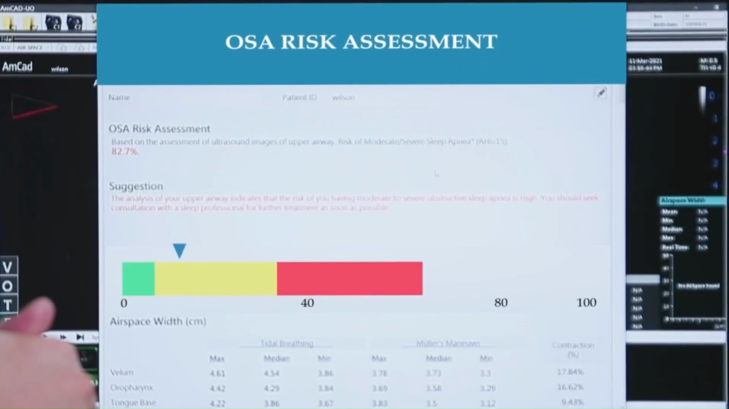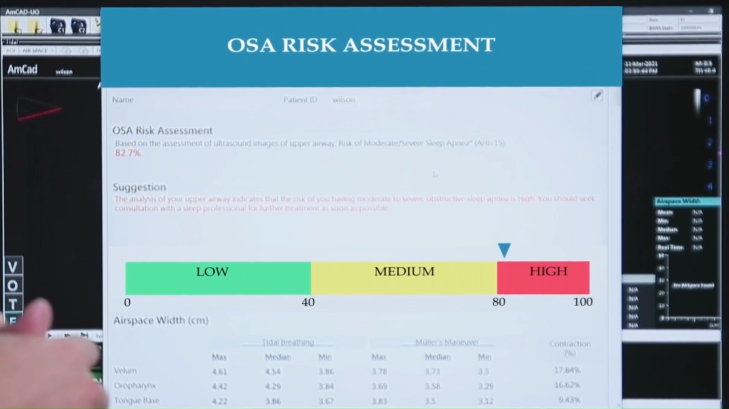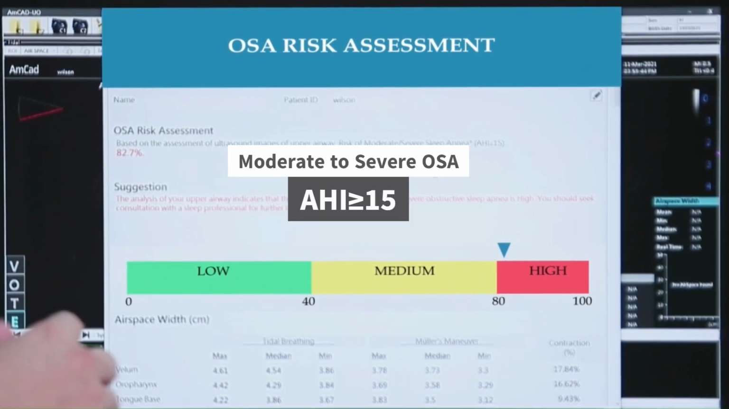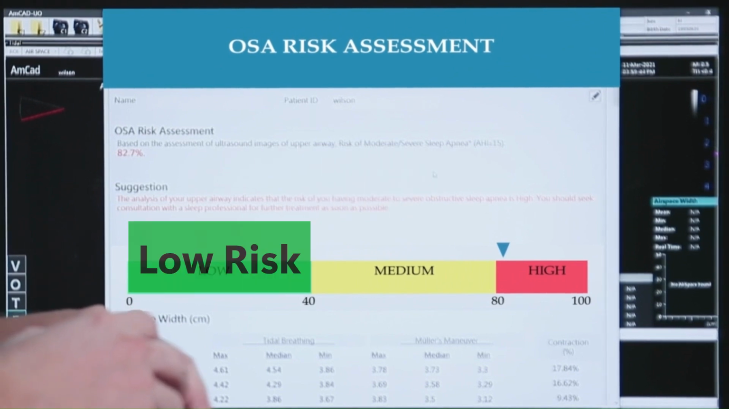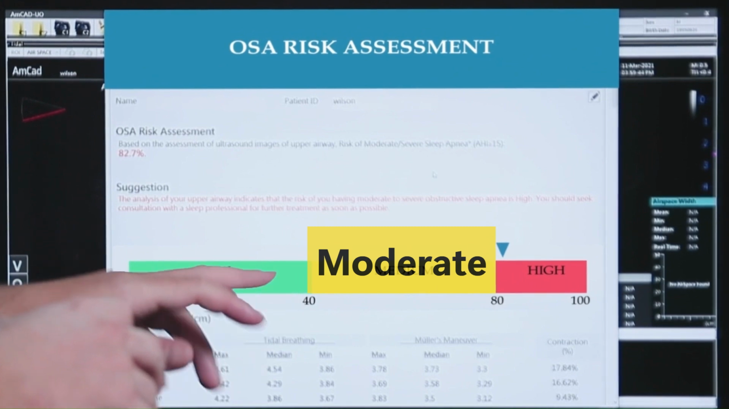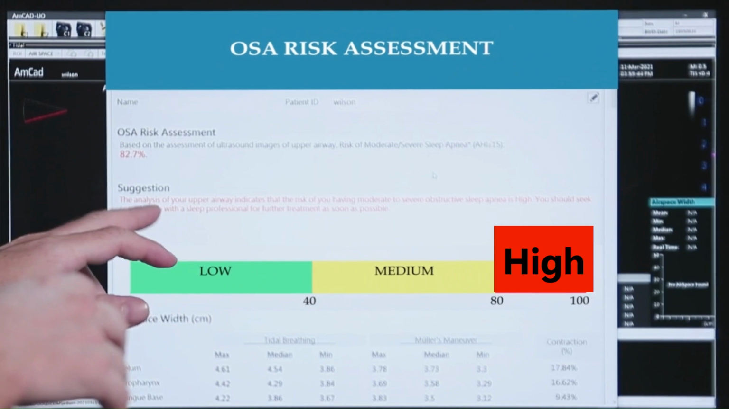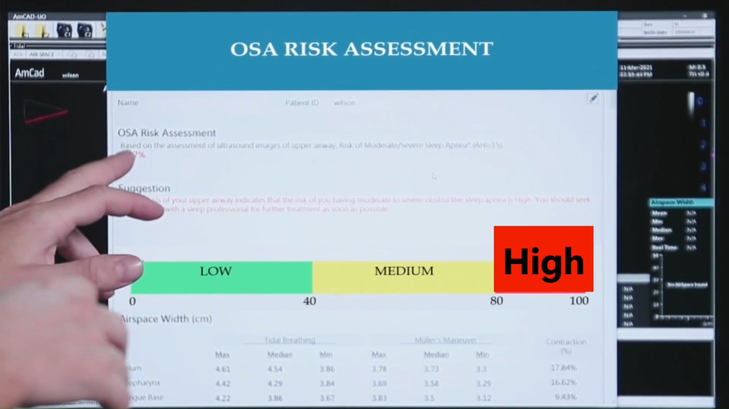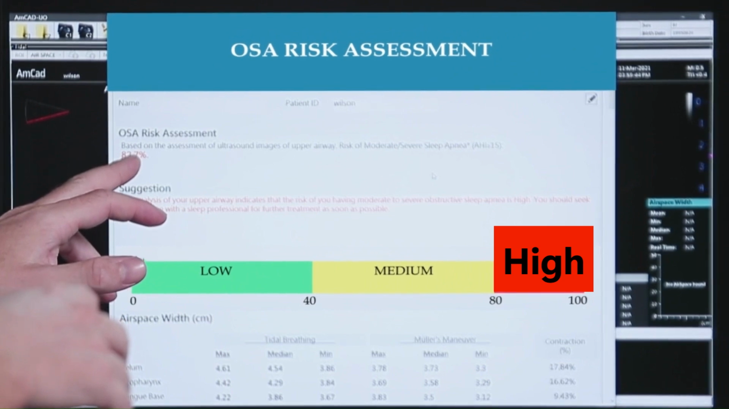assessment. The AmCAD-UO Report's risk level indicator assesses OSA risk using upper airway ultrasound images, evaluating the likelihood of moderate to severe OSA, which is defined as an apnea-hypopnea index, AHI, of 15 or higher. Green indicates minimal risk. Yellow, with a score below 80, indicates moderate probability. Red, with scores between 80 and 100, strongly indicates moderate to severe OSA, supported by 90% specificity and high sensitivity.